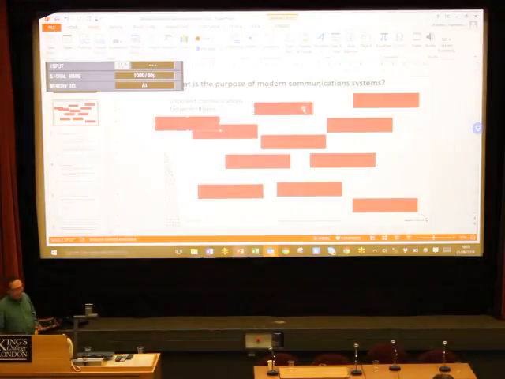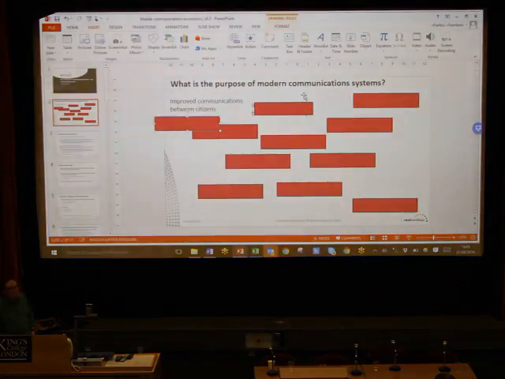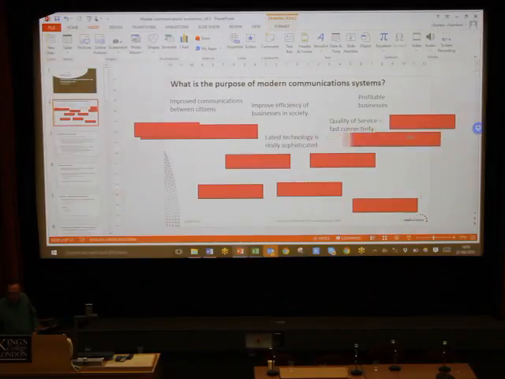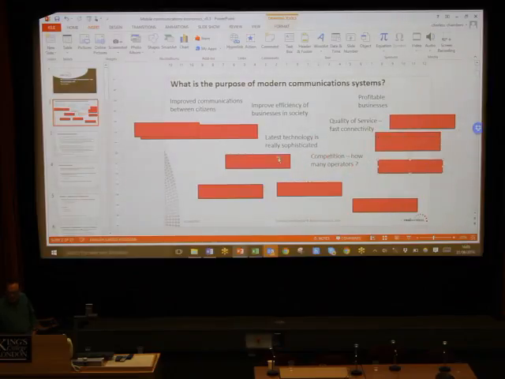So, improved communications between citizens, perhaps. Actually, one of the things is we could talk about improving business efficiency. One of the metrics that comes up quite often is that the business efficiency improvements and the value to other businesses is roughly 6 times the profitability of mobile operators. We want fast connectivity. I wasn't sure if someone was going to say to get the latest handsets or latest technology. We simply want it to be affordable.